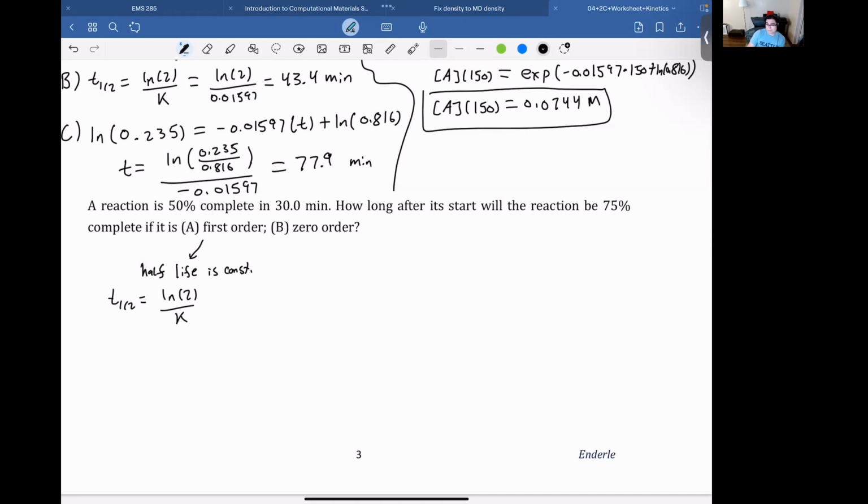So to go from 50% to 75%, right? You're decaying another half of the material. It's going to just be another 30 minutes. 30 minutes, right? 25% is half of 50. And you end up getting 60 minutes.